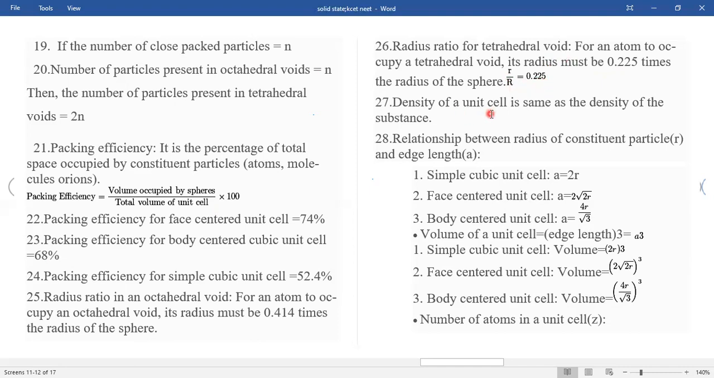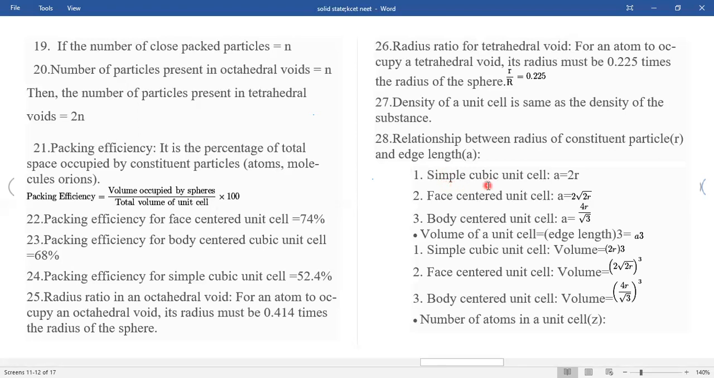Now come to density. The density of a unit cell is the same as the density of the substance. There is a formula to find the density of the different types of unit cell. For that, I have given a shortcut way to calculate in a shorter time. That I am going to mention in the description box. Now, the relationship between the radius of the constituent particles and the edge length. This is very, very important because questions will appear from this part.